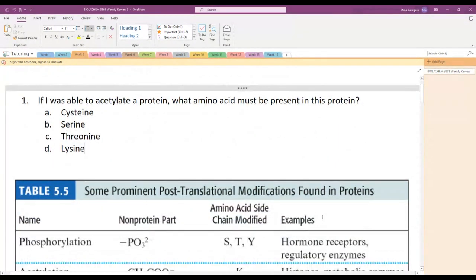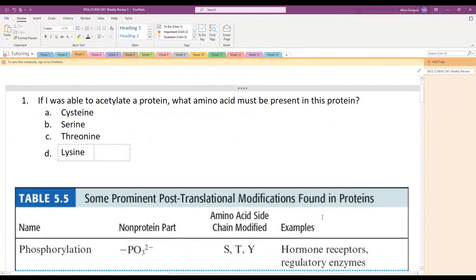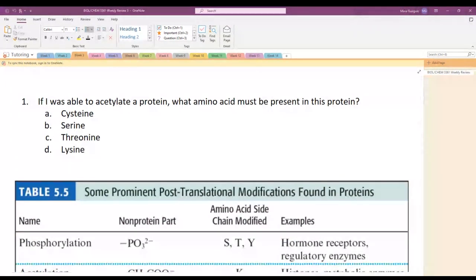This week is kind of the week where things start to come together. We start doing some math, we start learning the actual things that are happening in biochemistry, and we start putting things together in terms of what's happening in our body. One of the first things we're going to talk about, as you can see on the screen, is post-translational modification.